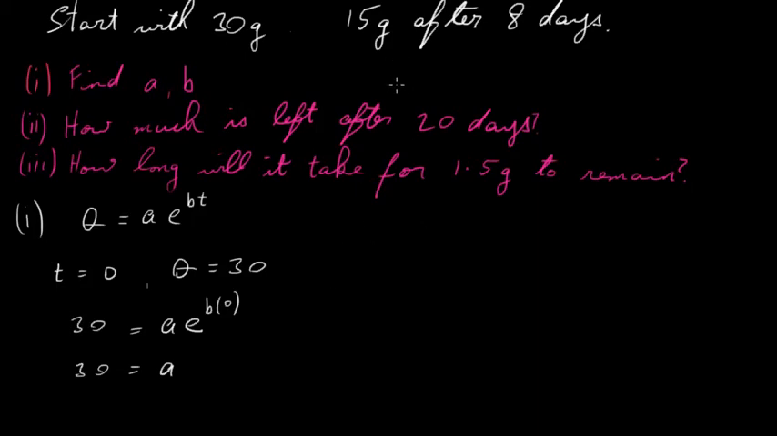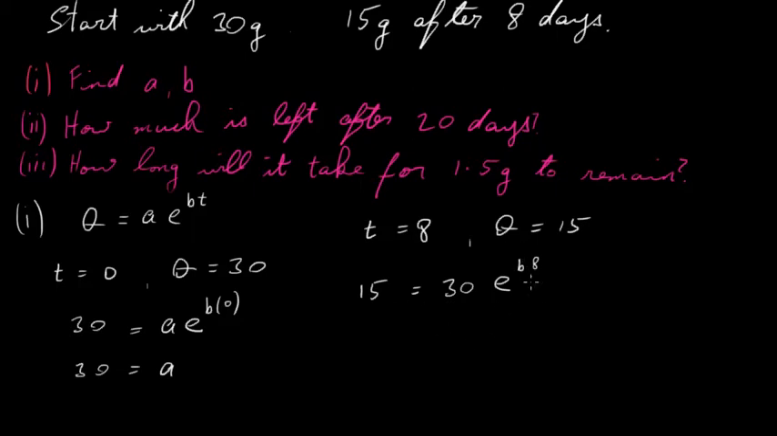Now the second part of the information that we're given is that after 8 days we have 15 grams. So in other words, when T is equal to 8, Q will be equal to 15. So let's put that into our equation. Q is 15, so we'll have 15 is equal to A, which we now know is 30, e to the power of b times 8. So now we can work out what B is here.